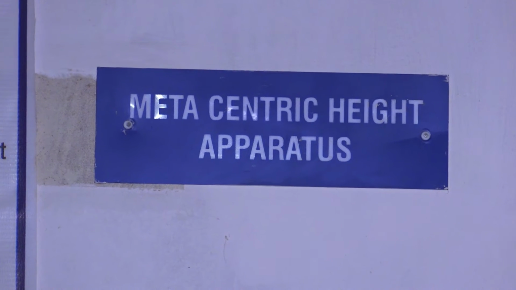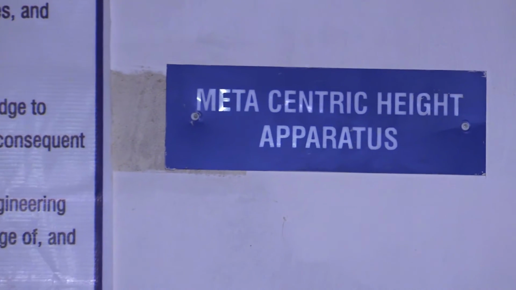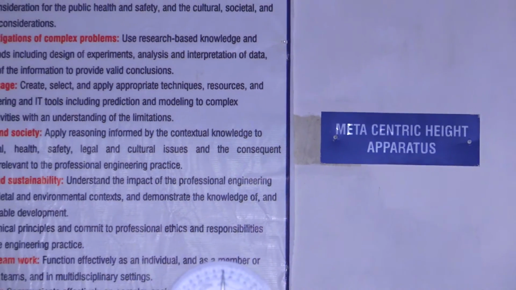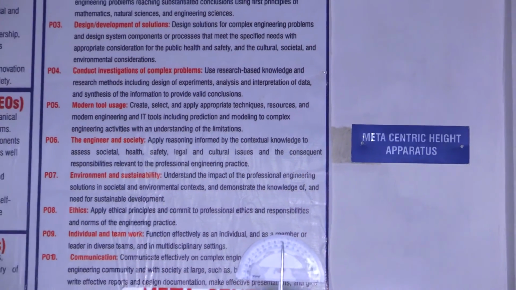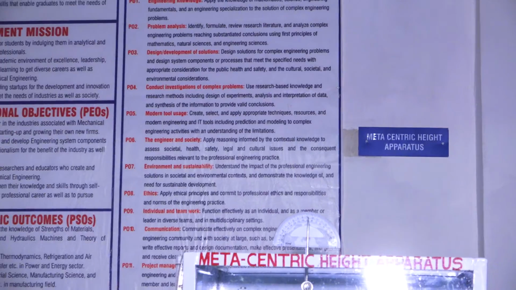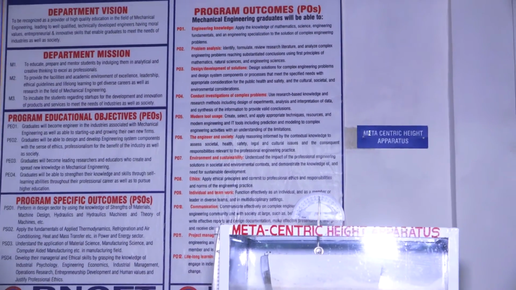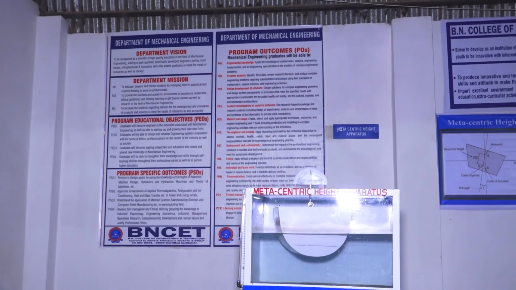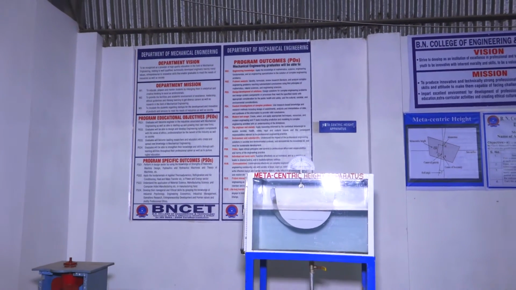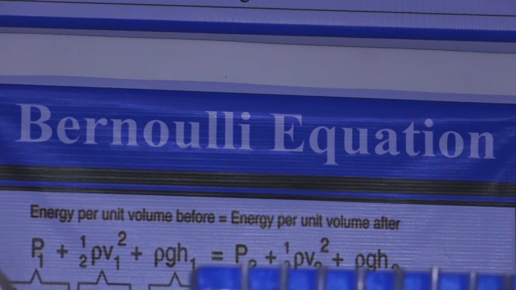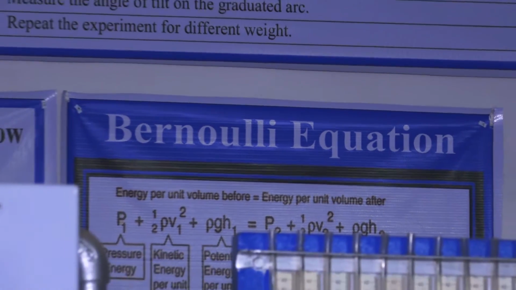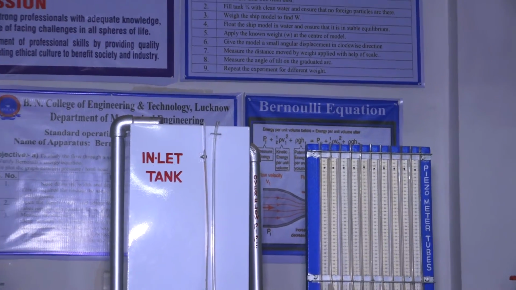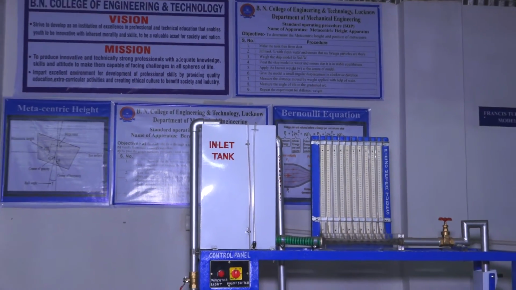This is the metacentric height apparatus. The metacentric height is a measurement of the initial static stability of floating bodies. So by using this experiment, the student can understand the concept of partially submerged bodies and fully submerged bodies. This is the Bernoulli theorem apparatus. By using this experiment, students learn how to prove Bernoulli's equation experimentally.